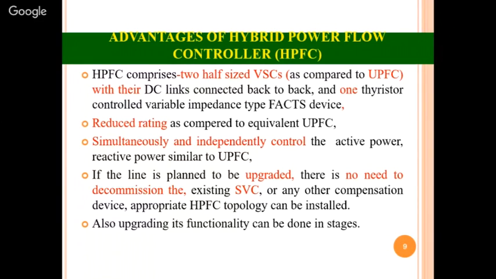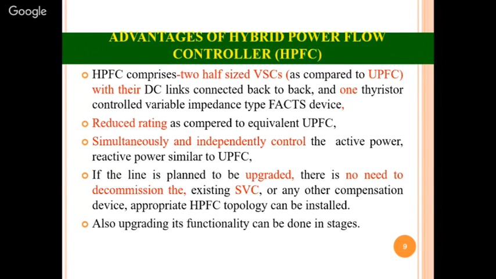But what has happened here? Instead of having two different VSCs, we are having two half-size VSCs. Okay? So that means you have a reduced rating as compared to an equivalent UPFC. This is the advantage of HPFC over UPFC. And similar to UPFC, you will be able to simultaneously and independently control the active and reactive power. So all the advantages of UPFC are there in HPFC, plus an additional advantage of the reduced cost.